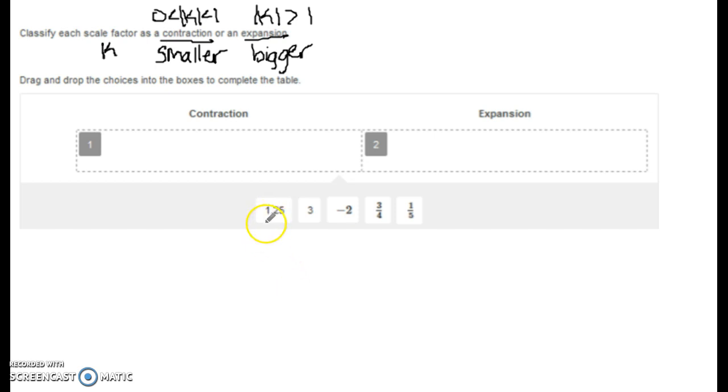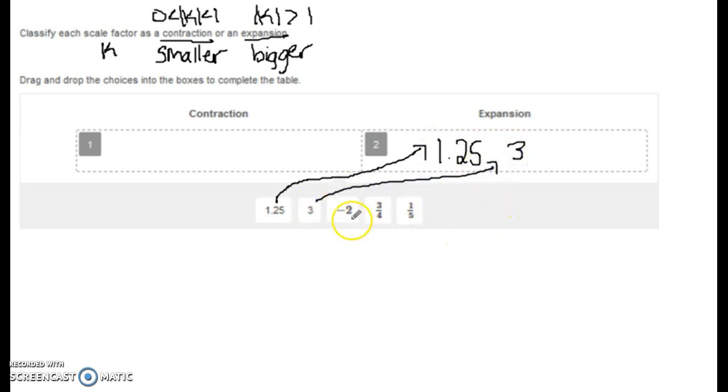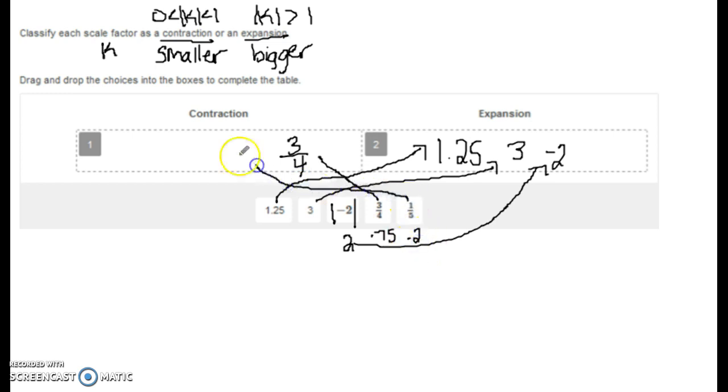So 1.25, the absolute value of that is 1.25, and that's greater than 1, so that's an expansion. 3 is greater than 1, that's an expansion. Negative 2, if we take the absolute value, is positive 2, which is greater than 1, so it's an expansion. 3/4 is 0.75, that's less than 1, so that's a contraction. And 1/5, what is that, 0.20? So that is going to be a contraction as well.